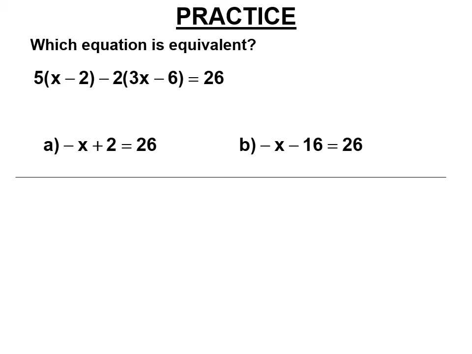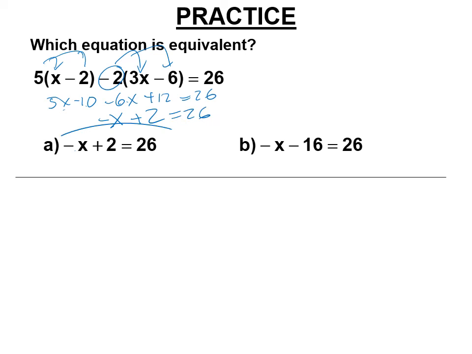Remember, you're not going to be just looking for answers here. So let's see if we can turn this into one of these equations. You get 5x minus 10 here. You distribute a negative 2 here. You get minus 6x plus 12 equals 26. 5x minus 6x, negative x, right? They both have negative x, so that's not helpful. Negative 10 plus 12 is plus 2. Oh, I'm getting A, right? Because negative 10 plus 12 is positive 2.